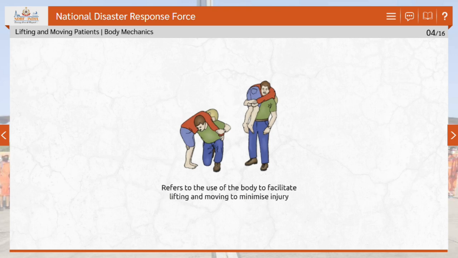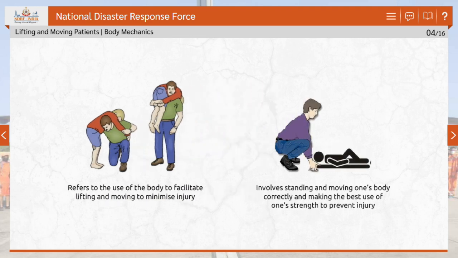Body mechanics refers to the use of our body to facilitate lifting and moving of patients to minimize injury. Body mechanics is about the posture we should maintain as we sit, stand, or bend while lifting or carrying patients. It involves standing and moving one's body correctly and making the best use of one's strength to prevent injury.